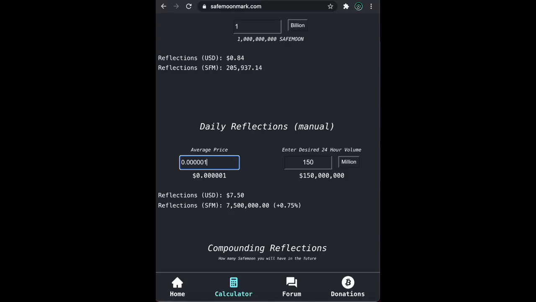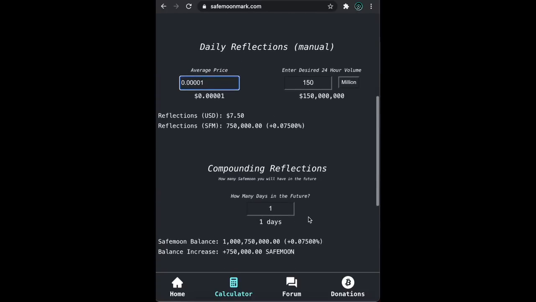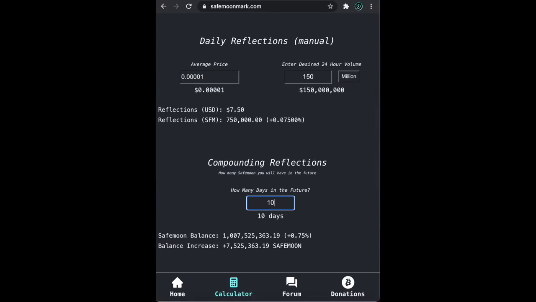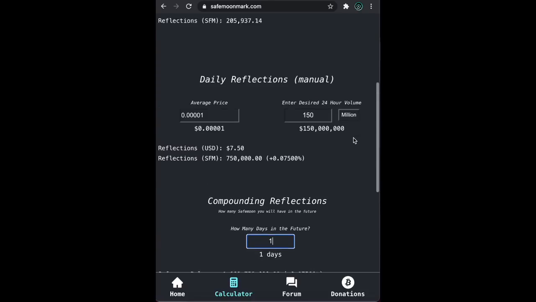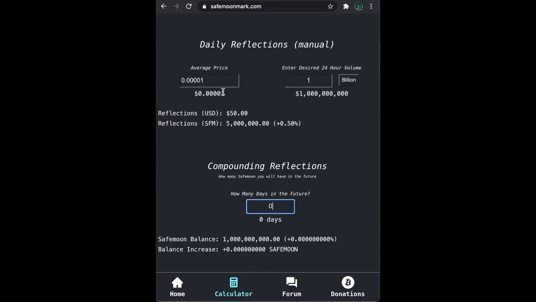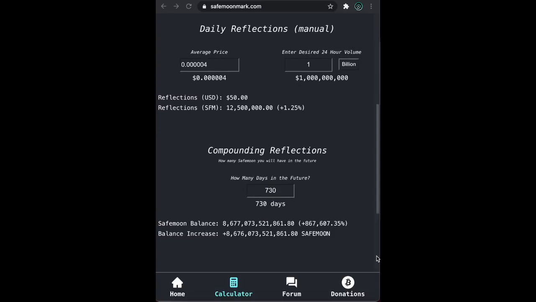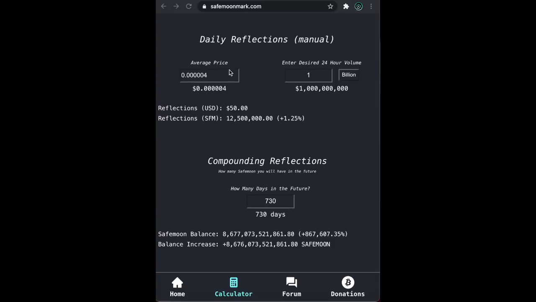This applies exponentially if we scroll down and change the number of days in the future we are projecting to. You can really see how lower prices compound here. I hope you can see that the longer the price stays low, the better off we are in the future. Okay, now if we put $1 billion in for volume and see what happens in 2 years, we get a pretty wacky result. This says we will have over 8.5 trillion SAFEMOON by this time. This is not accurate. What this tells us is if we have $1 billion of volume for 2 years, the current price is too low to sustain it.